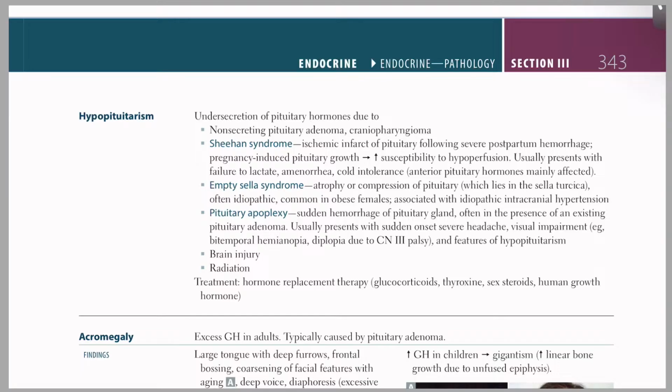Undersecretion of pituitary hormone due to non-secreting pituitary adenoma, craniopharyngioma, Sheehan syndrome, ischemic infarct of pituitary following severe postpartum hemorrhage. Pregnancy-induced pituitary growth increases susceptibility to hypoperfusion. It usually presents with failure to lactate, amenorrhea, cold intolerance, with anterior pituitary hormones mainly affected.